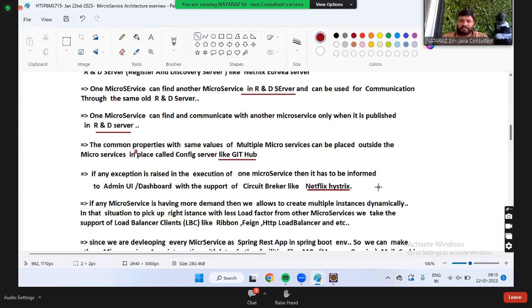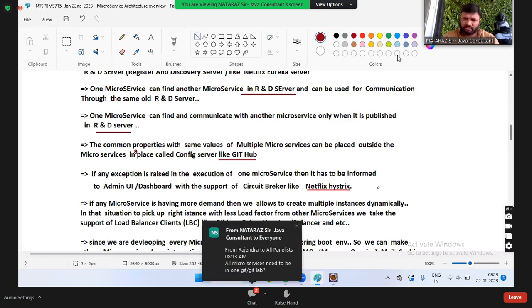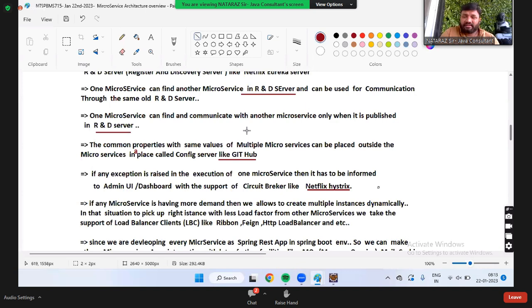Are you understanding my statement, guys? Rajendra, do you have any problem reading English? If there is, let me know. I said I will be placing common properties. I said I will be placing microservices. Please, guys. In the config server, we will be placing common properties. I will be placing microservices. Tell me.